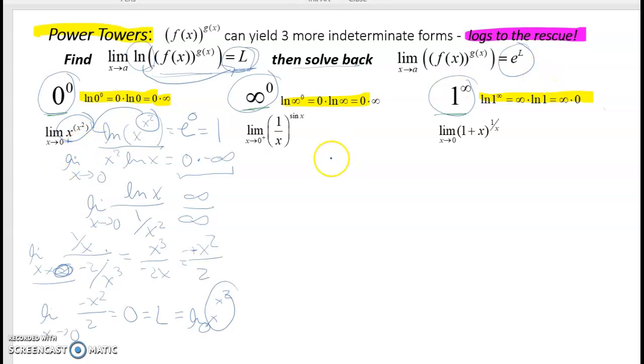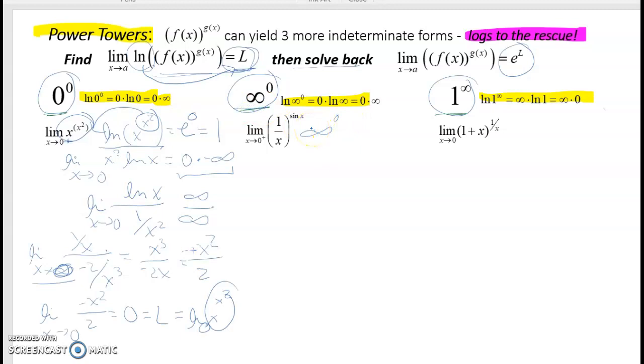Okay, so let's take a look at another. We look at this, the first thing we're going to do is plug in zeros. We go from the positive side. That's going to explode up to positive infinity, to the sine of 0, so 0. Oh, we know that's one of our forms.